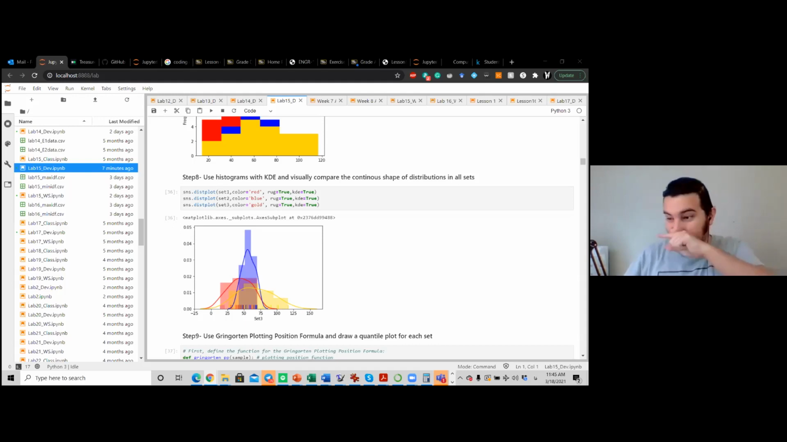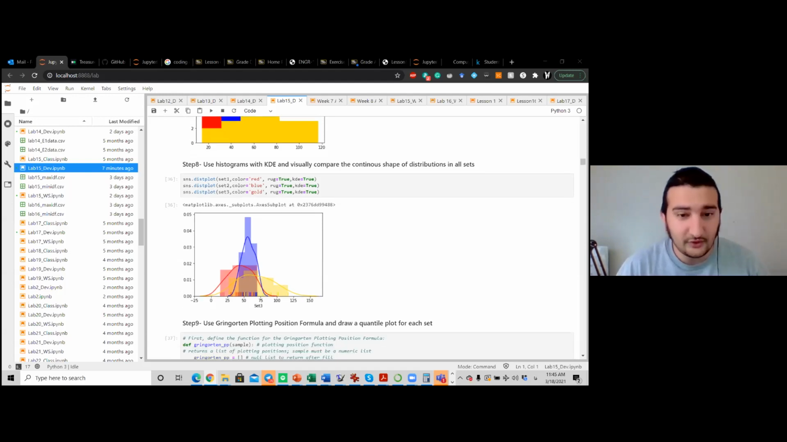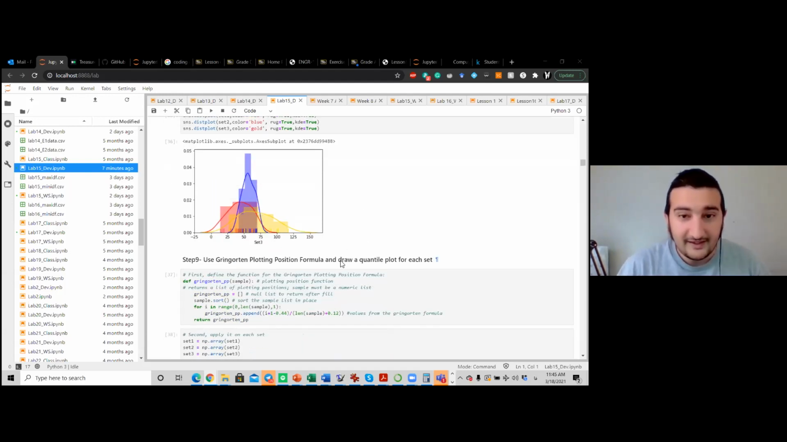Okay. So Caden is answering Dr. Cleveland's question and says hypothesis testing. Okay. So we are going to have a look at these sets and see what we can infer and understand about the underlying distributions. We're going to use the Green-Gorton plotting position formula and draw a quantile plot for each set.